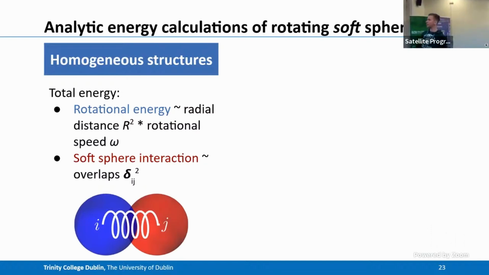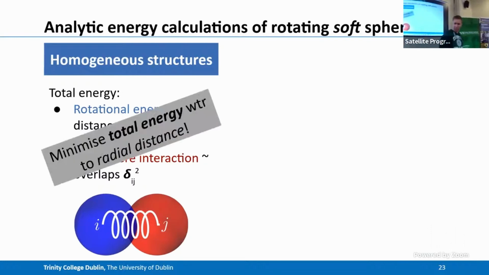First, we calculate the energy for the homogeneous structures, and the energy is simply the rotational energy plus the soft sphere interaction term. The soft sphere interaction term can actually be reduced to just a structural constant, and that way the energy of this system is just the rotational energy, and it's just dependent on r squared. That means you can find these structures by just minimizing the total energy of the system with respect to the radial distance, just with one parameter.